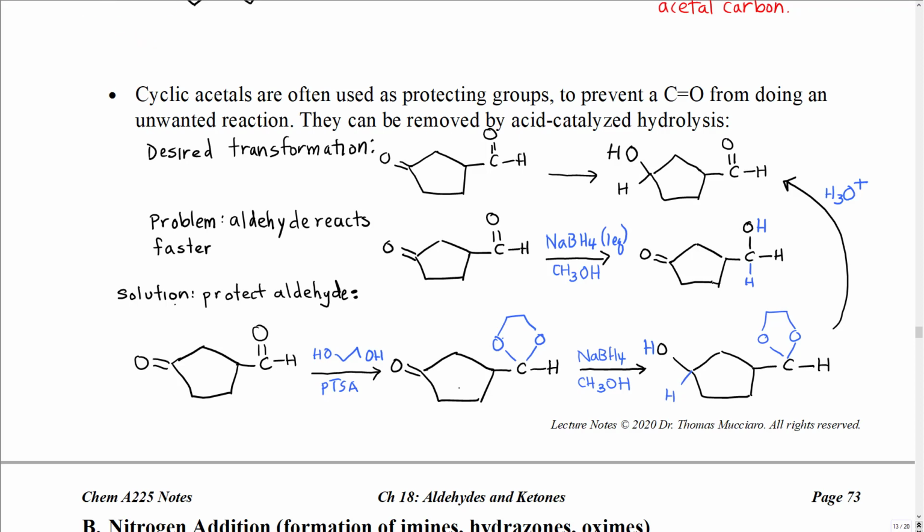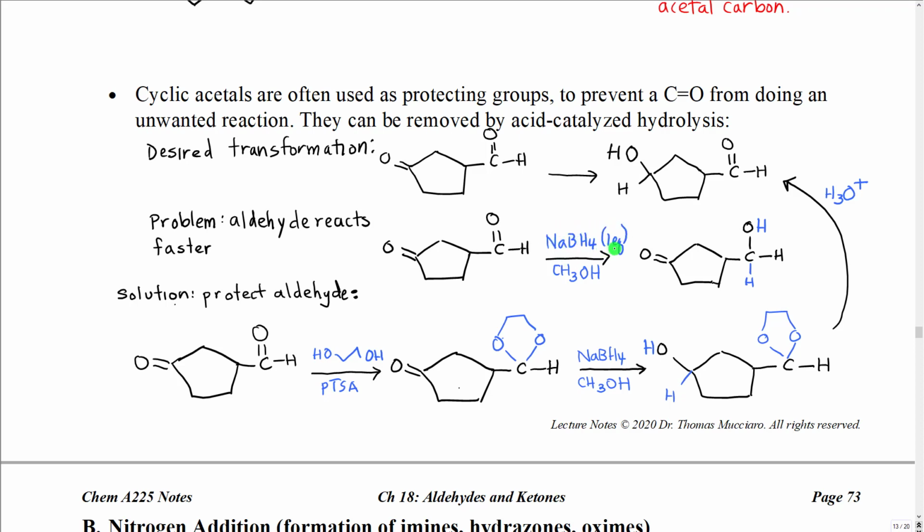So let's say, for example, that we had this molecule right here. 5-membered ring, aldehyde branching off, ketone in the ring. And that what we wanted to do was convert the ketone carbonyl into an alcohol. Now, the problem with this is that, as we mentioned, aldehydes are more reactive. So if we were to, for example, use sodium borohydride, which we're going to review again later, sodium borohydride adds hydrogen minus and converts C=O's into OHs.